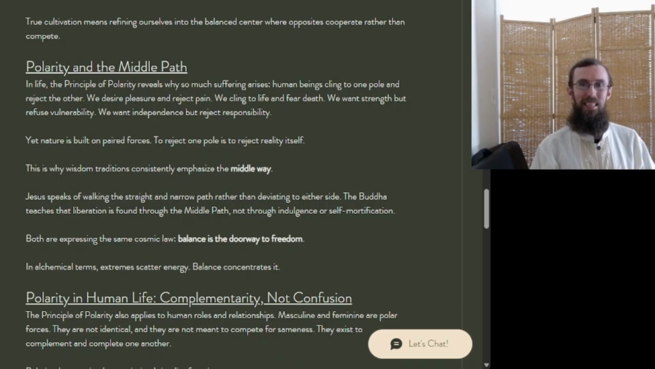Both are expressing the same cosmic law. Balance is the doorway to freedom. In alchemical terms, extremes scatter the energy, balance concentrates it.